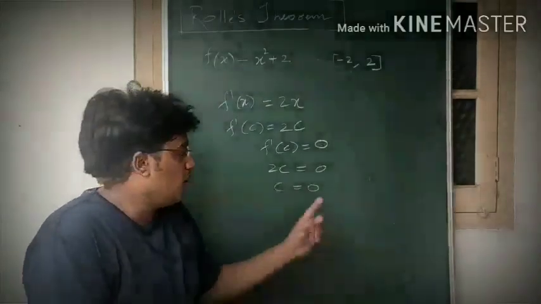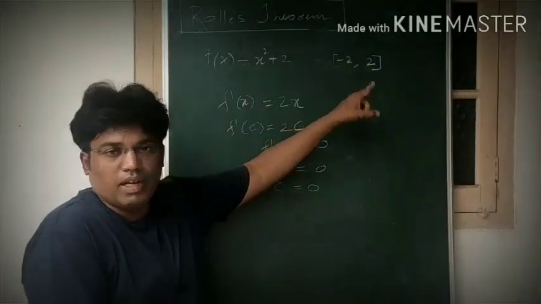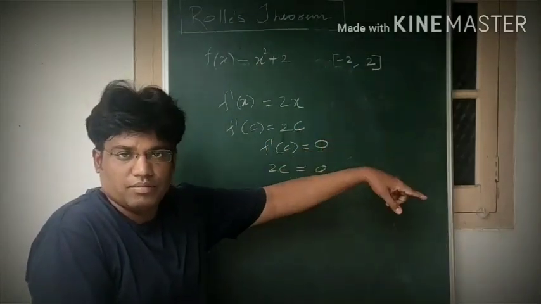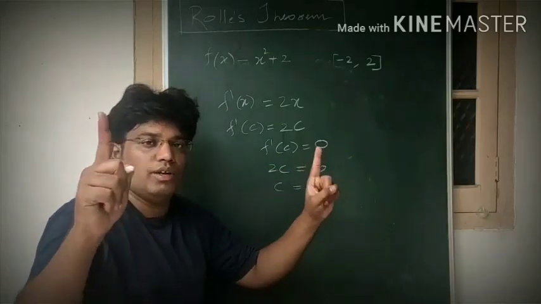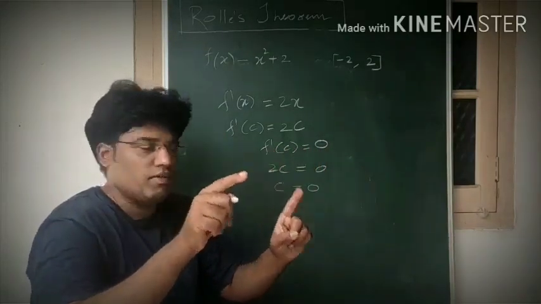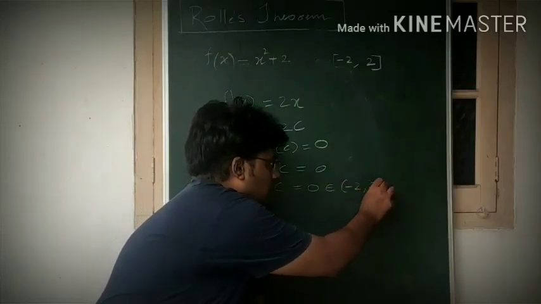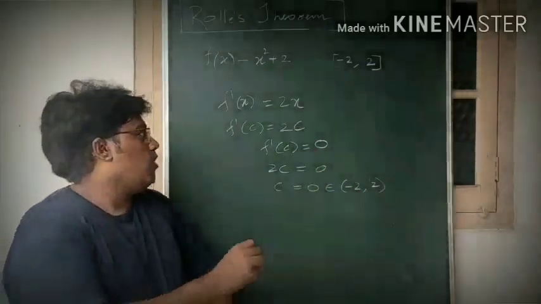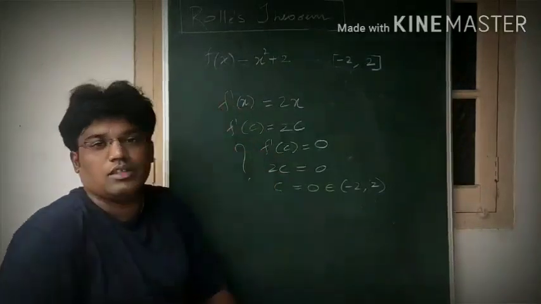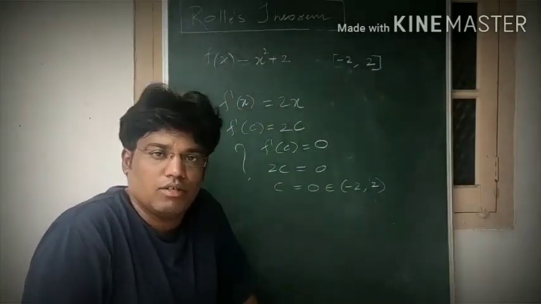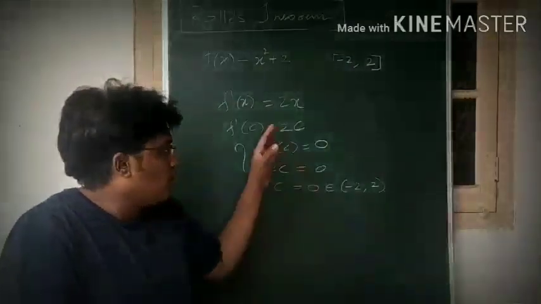0. Whether c belongs to this open minus 2 comma 2? Definitely. In the interval minus 2 comma 2, 0 is there. Definitely. Therefore this 0 belongs to open minus 2 comma plus 2. Let us check it out. Clear?